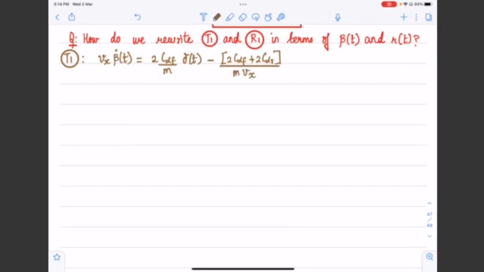This is something which we already had. But now what we are going to do is rewrite y dot as Vx times beta t. That is one substitution. And then we have Vx plus 2c alpha f Lf minus 2c alpha r Lr, the whole thing divided by m Vx. This multiplies psi dot, which is now r of t. Sorry, I ran out of space there, but I'm just writing r of t there. So that's what we have.